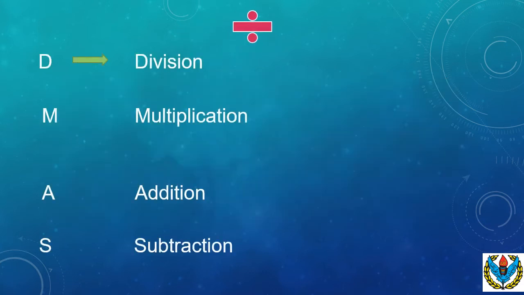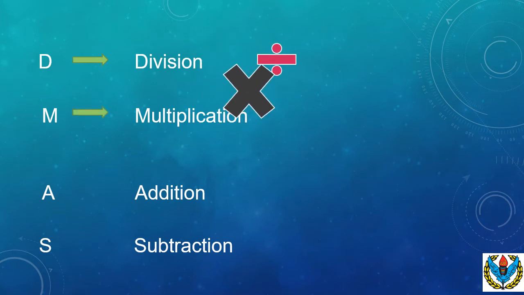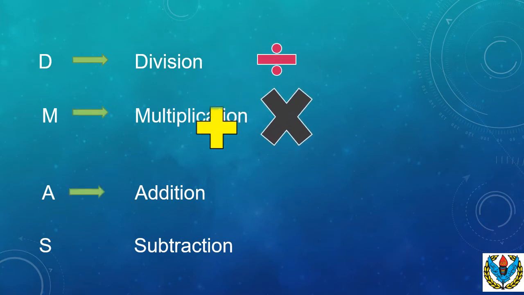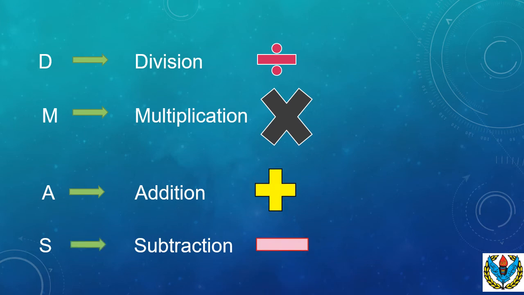D for division, M for multiplication, A for addition, and S for subtraction. Here in any question, if we have two operations, division and addition, अगर division के साथ addition का operation आ जाए, then we will solve which operation first? Because in this sequence, division comes first, then we will solve the division and then we will solve addition operation.